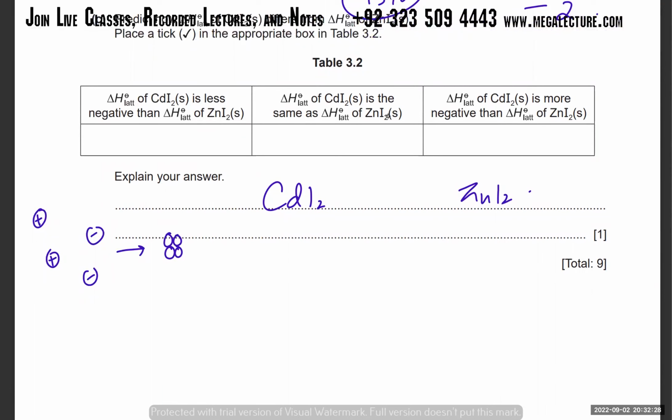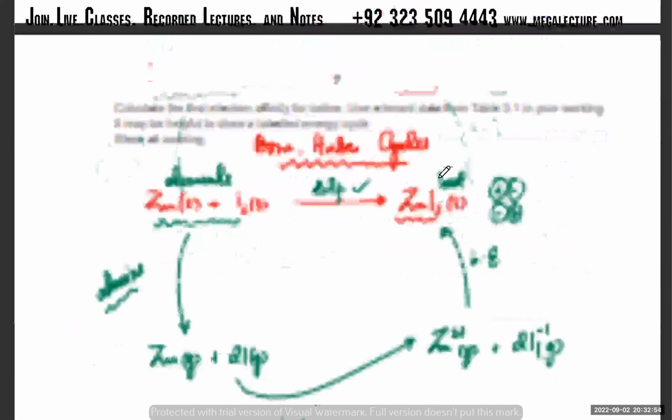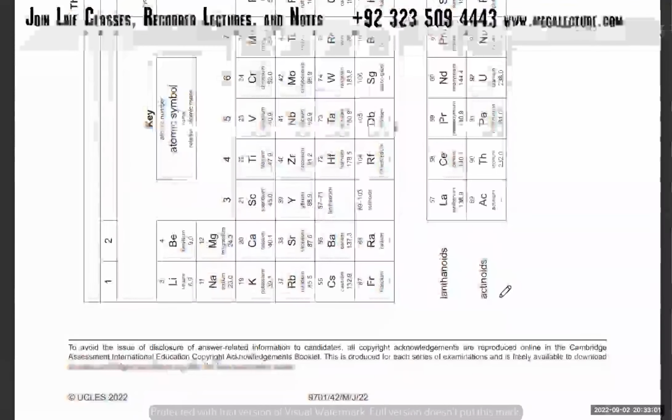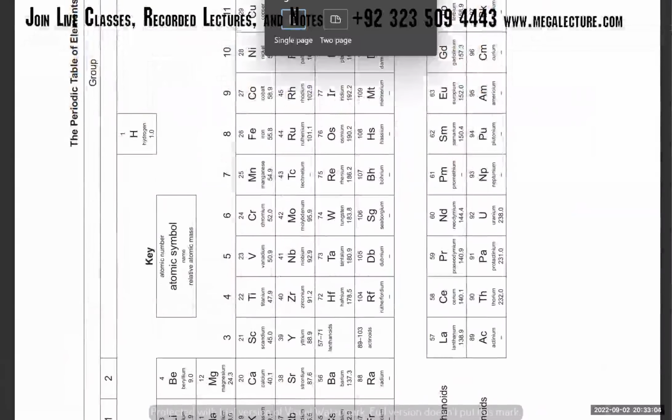Who's going to make the strongest bond? The one that has smaller ions with greater charge, which basically means greater charge density, right? Is that clear? Yes, sir. So the smaller the ion, the greater the charge on that ion, the stronger will be the lattice. So how do I know which one, cadmium CdI2 or ZnI2? Is there any information provided? Is there a periodic table? Just one second. We've got a periodic table with us.